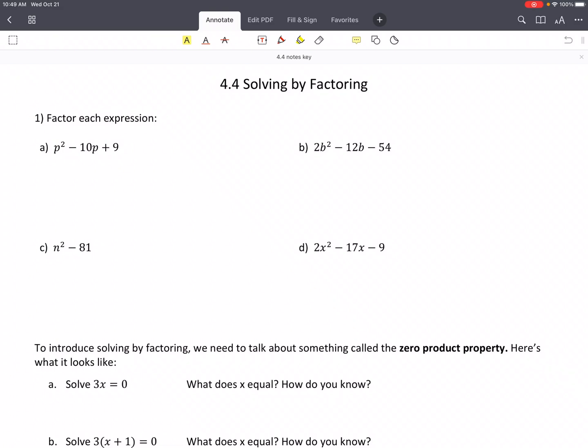Today we're going to do a throwback to Unit 3, which was all about factoring. Well, today's lesson is all about solving equations by factoring. So we are going to do just a quick review of factoring.